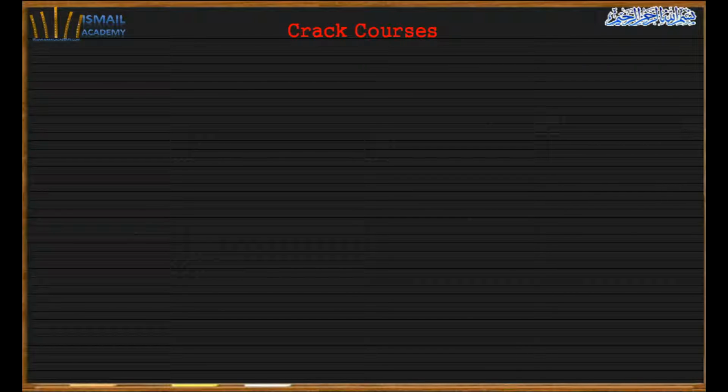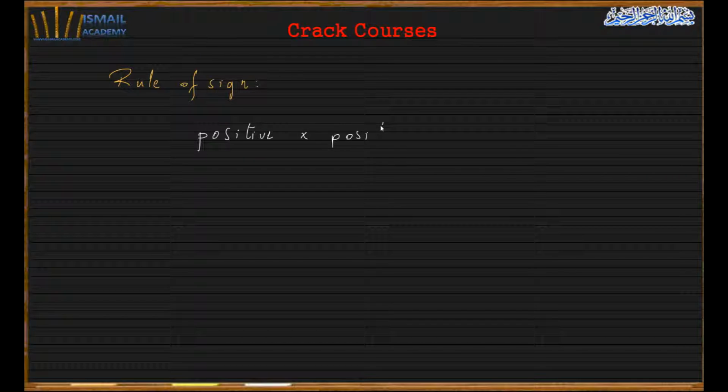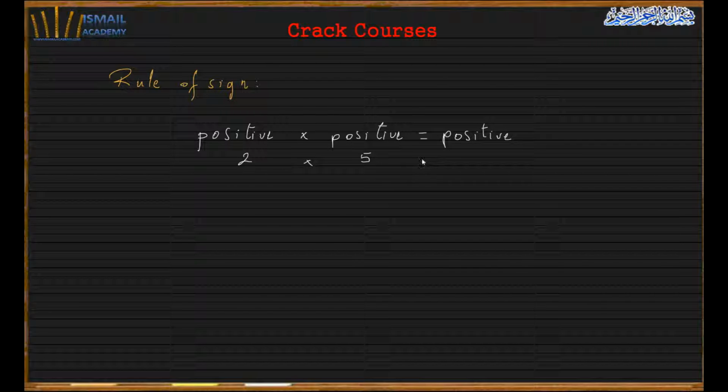Now, what about numbers with sign, like multiply negative by negative, positive by negative? So what's the rule here? The rule is very simple. So let's do the rule of sign. When you have a positive times a positive, it always gives you a positive. Like 2 times 5 is 10. Positive, the answer is positive.